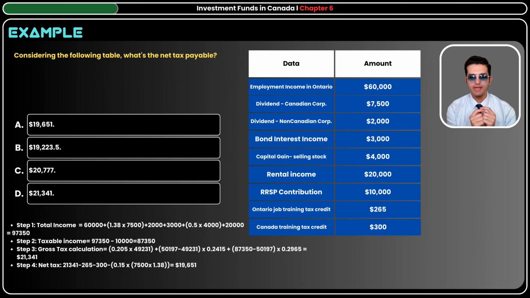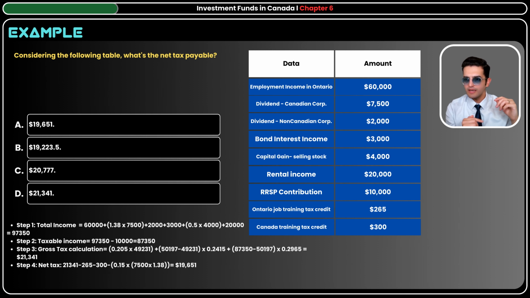What tax credits do we have? We have dividends. So 15% of dividends, so 15% multiplied by 1.38 multiplied by 7,500. We do have that tax credit. So we grossed up the dividend income. Now 15% of that grossed up amount is your tax credit.